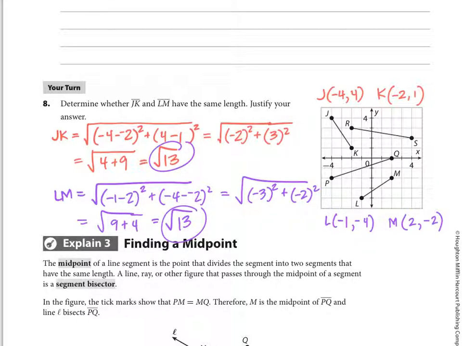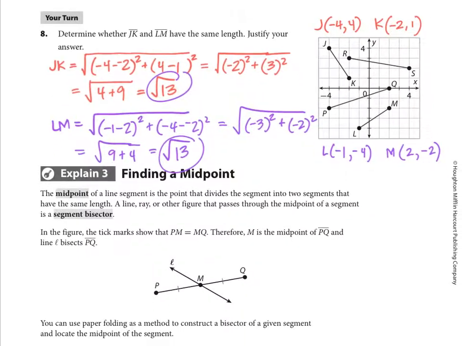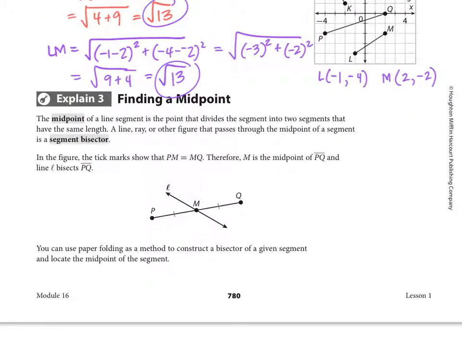The last thing we're going to look at is the midpoint of a segment. Just below our example here, the midpoint is the location that's going to cut our line segment in half. So it splits it up into 2 equal parts. If you draw a line, ray, or anything that goes through the midpoint, we call that figure a segment bisector.